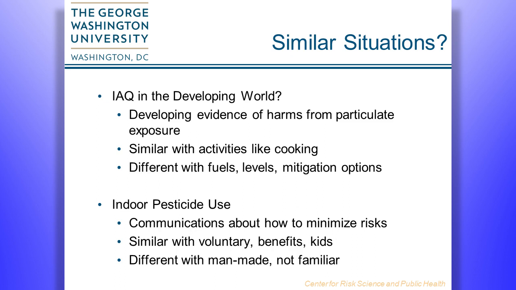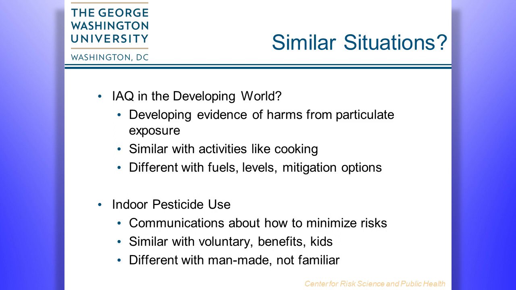Another one that came up was the idea of indoor pesticide use. So this is something where a harmful product is used inside the home, but for a benefit that people feel is worthwhile, protecting themselves or their home against undesired insects. So this is one where there has been an effort on how to communicate how to minimize the risks, recognizing that they'll never go to zero.